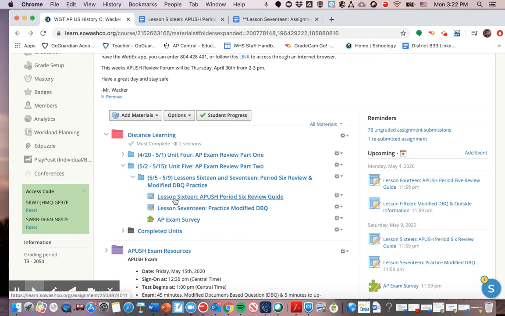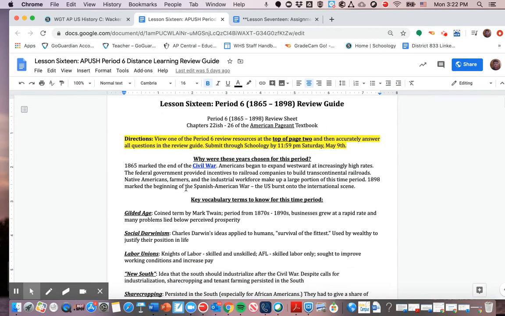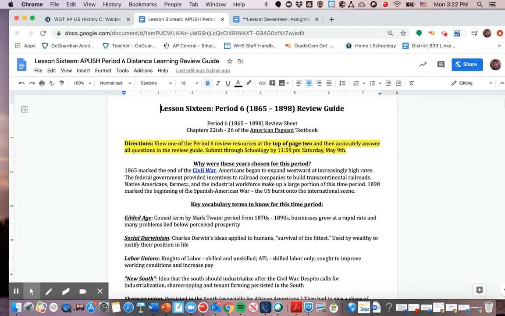Lesson 16 is content review for period 6. You should know the drill by now. Click on it, open up the Google document, and then make a copy of the Google document, watch the videos, read the text, answer everything that's in red, and then submit when you are done. You'll have one more of these next week on period 7, and then you are done with content review.